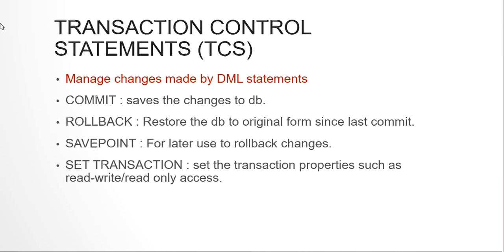Then there is savepoint. I can make a savepoint at a particular stage in a transaction, then perform some insert, update, delete or DML statements, and then roll back to the older savepoint. So like that, savepoint. And then there is set transaction, where we set the properties of the transaction, like read or write and read-only access kind of things. So these are statements which will make the DML statements permanent, or roll them back.